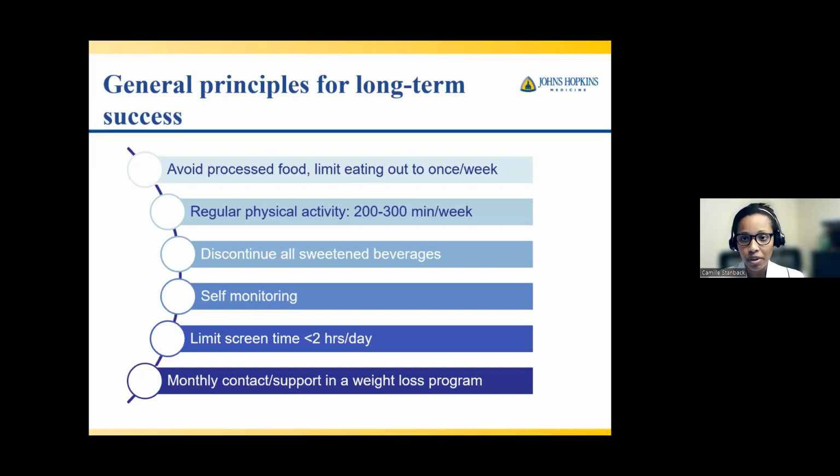Discontinuation of all sweetened beverages, as they are an important source of calories as well as added sugar. Self-monitoring. This can include frequent weighing at home in order to maintain accountability, such as weighing oneself once a week. That way, weight gain can be processed in small increments in order to make adjustments.